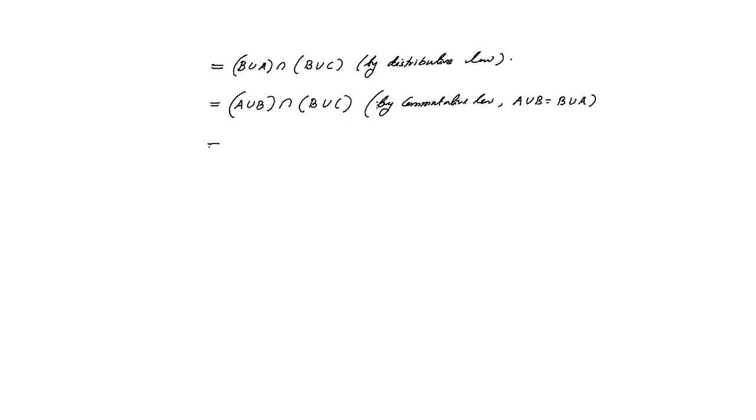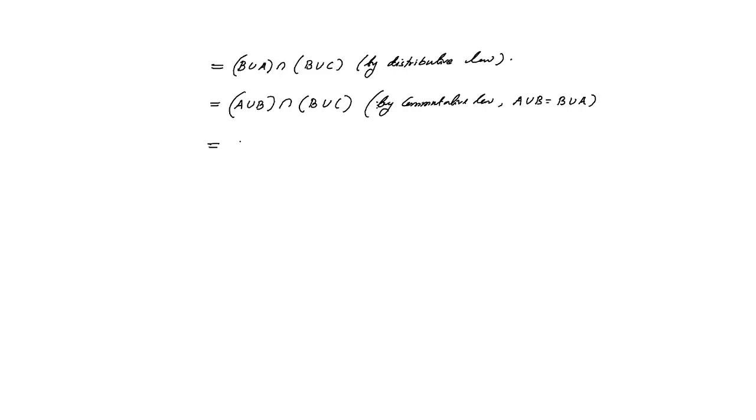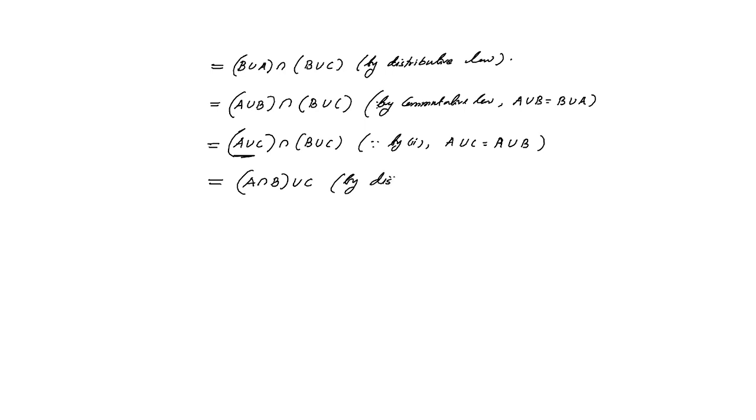Now, here it is A union B, and that we can write as A union B equals A union C. So we can write A union C intersection B union C, since by 2, what is given? A union C equals A union B, so we can replace A union B by A union C. Now again we apply the distributive law. It will be A intersection B union C. So this is also by the distributive law.